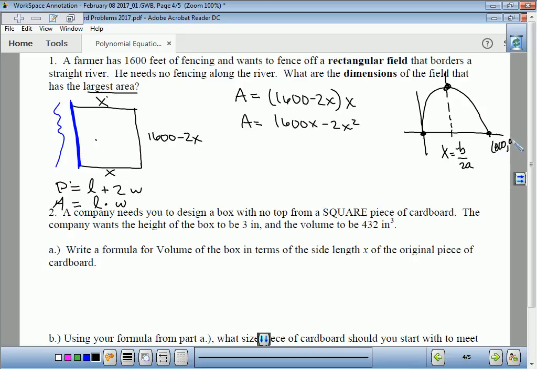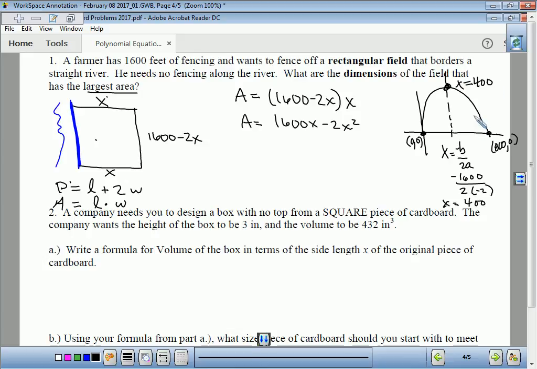And do you guys remember last year from graphing quadratics that the vertex is always halfway in between your x-intercepts? Yeah. Okay, so what if we do negative b over 2a, which is negative 1600 over 2 times negative 2, which gives me 400. Or, if we go back to the fact that we know the vertex is located halfway in between the two x-intercepts, which would be 400.